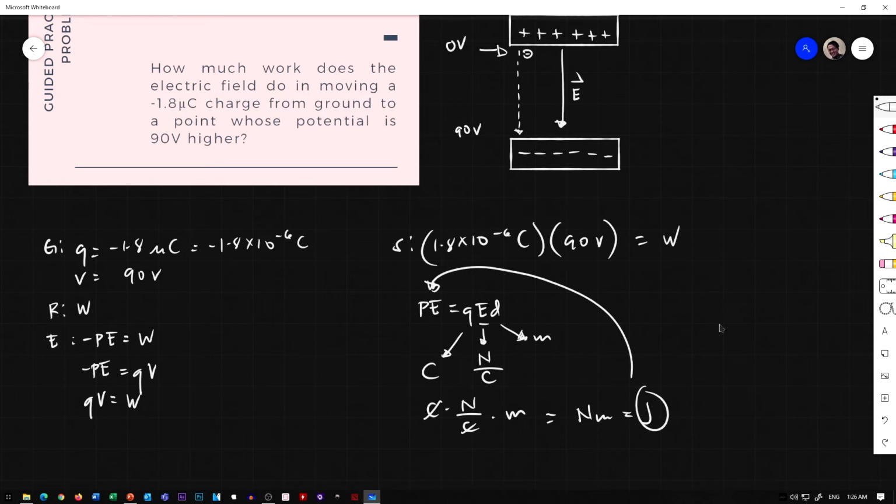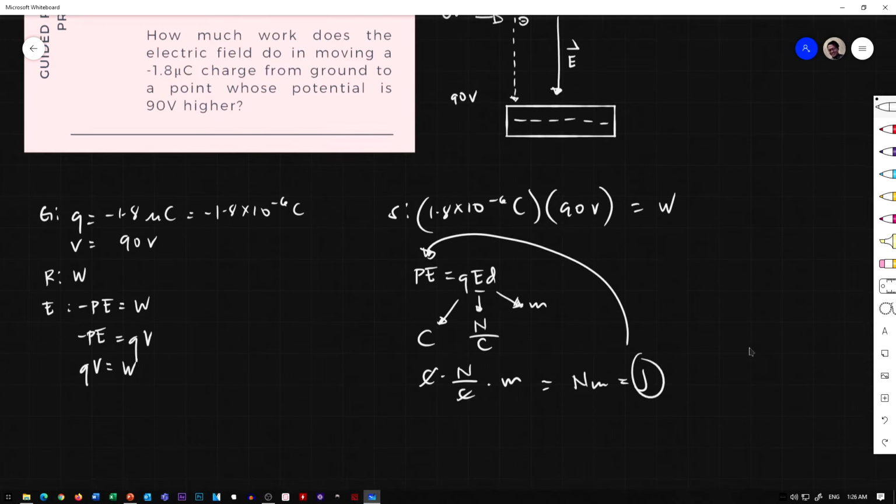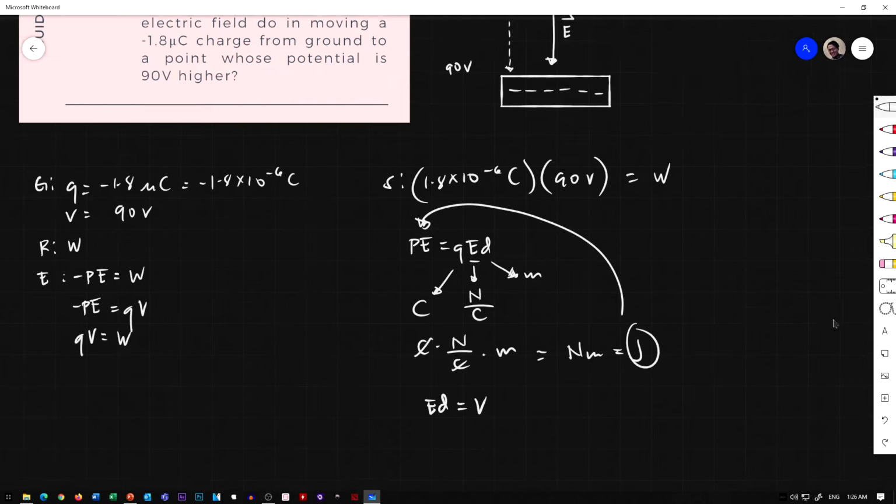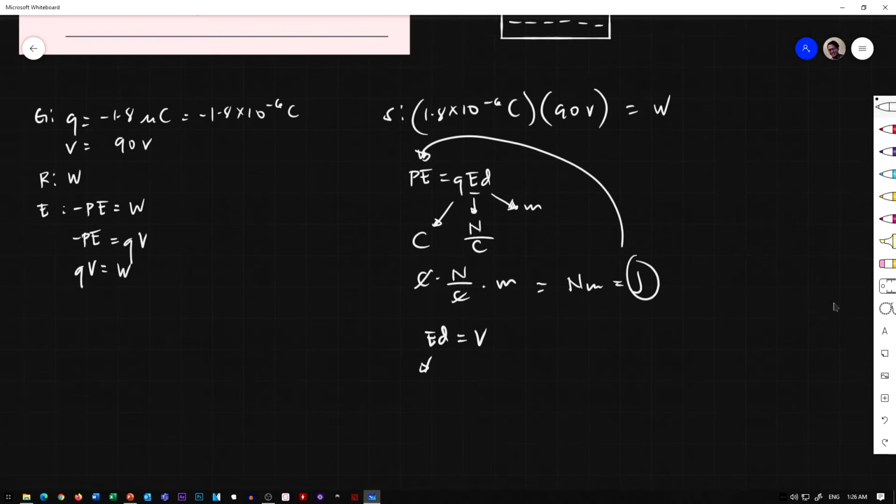So where would the voltage enter on this part? Taking ED, which is of course equal to V. What's our unit for E again? Newton per coulomb, times meter, so newton meter per coulomb. That would be the equivalent unit of voltage. So if you want to derive the unit of voltage from the previous topic that we have, you will arrive at this value.